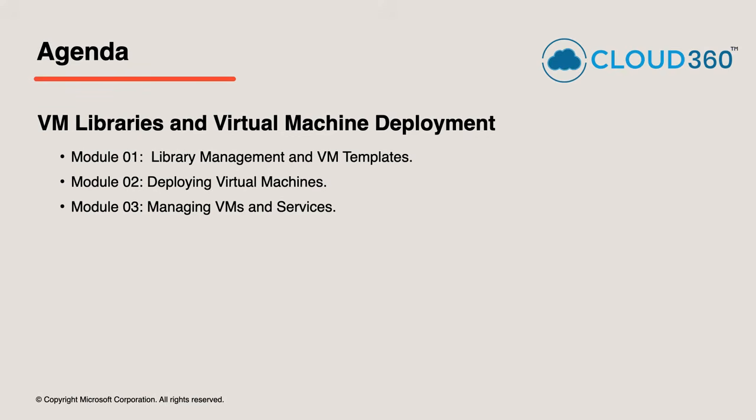The final learning path is about virtual machine libraries or the virtual machine deployments, where we will see how we add the library servers and shares to the SCVMM to store the virtual machine templates for rapid deployment of the VMs, or the service templates to deploy the full-fledged service or application tiers, how we use the hardware profile, operating system profiles, or different configuration profiles, and utilize them for the bulk deployments of the virtual machines.